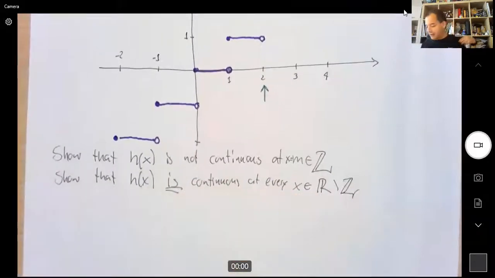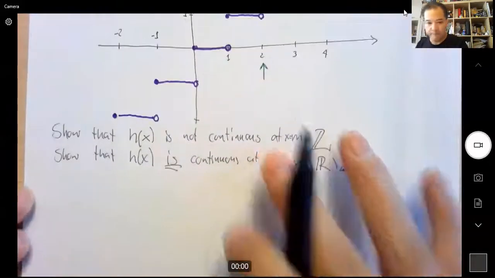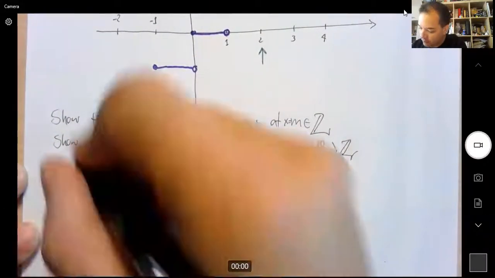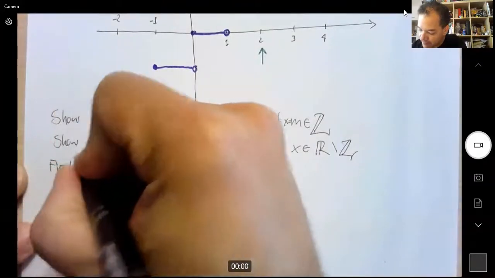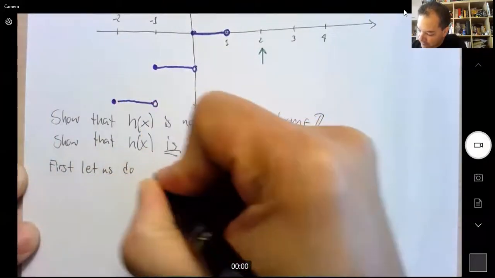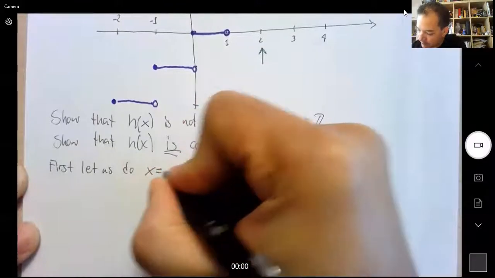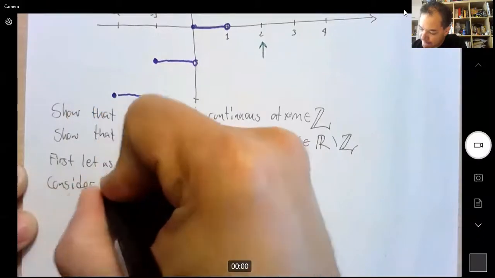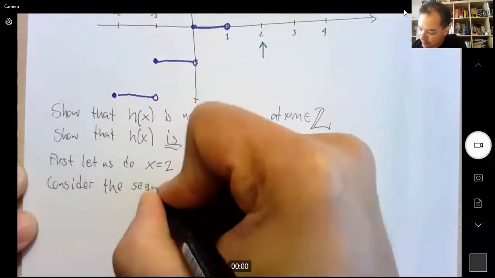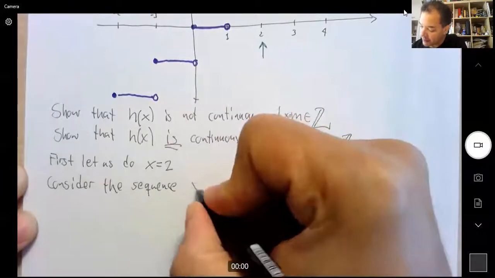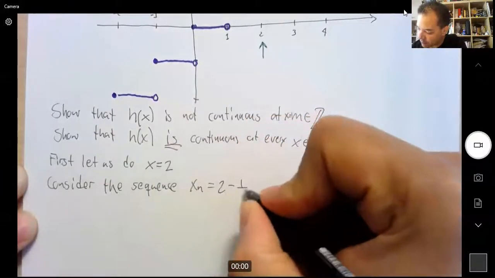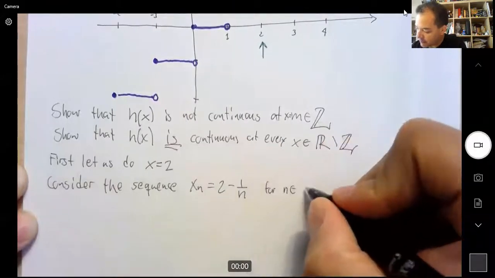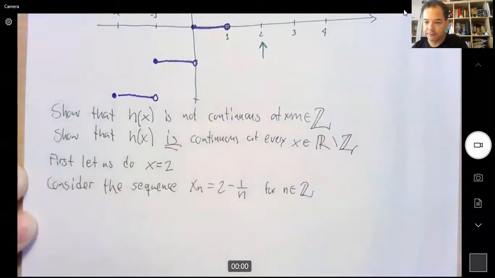So let's put it in practice. Let's write it down. So if you want, let's do it first with the number 2, and then we'll write it in general. So first, let us do x equals 2. Consider the sequence. I'm going to use the one Petro suggested. Xn equals 2 minus 1 over n, for n in the natural numbers, right?